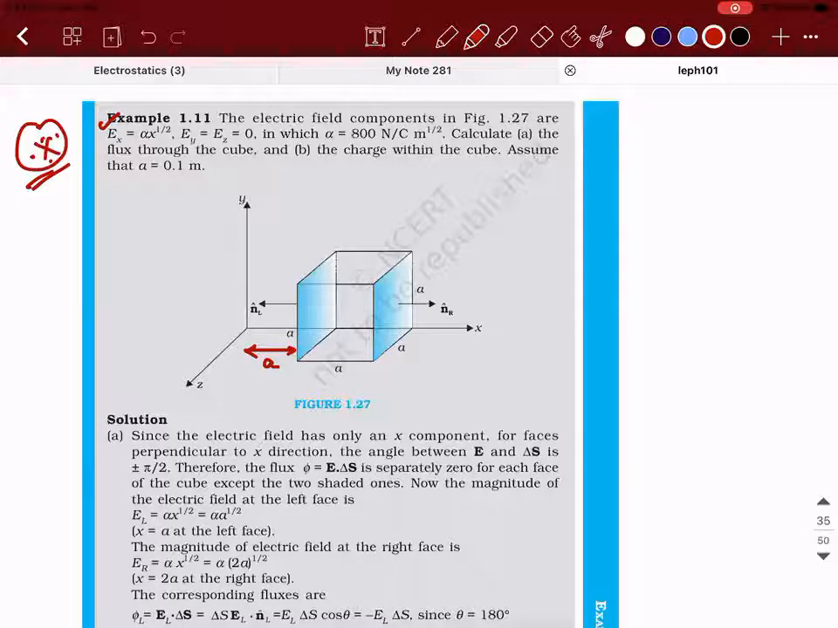Try this. The electric field components in figure 1.27 are Ex is equal to alpha into x power half, and electric field along y direction and z direction are completely zero. In which alpha is some constant whose value is 800 Newton per coulomb per square root of meter. Calculate the flux through the cube and calculate the charge within the cube. Second part, forget. So first part alone, do it.